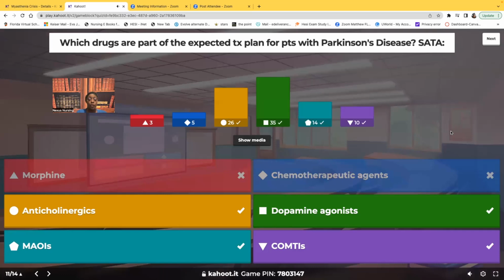Okay. For Parkinson's disease, you expect to see anticholinergics ordered, such as atropine. And that anticholinergic, that's actually for those secondary symptoms that you see with Parkinson's disease. Dopamine agonists, such as levodopa, that's the primary medication you expect to see ordered.